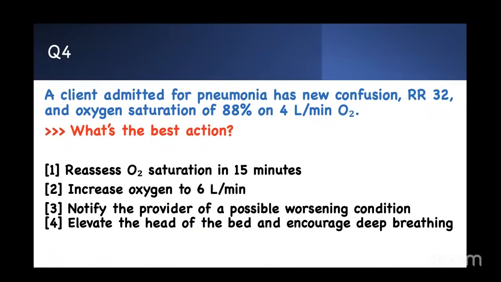The client admitted with pneumonia. This is the same idea. Now has what? Confusion, physical exam. Respiratory rate of 32, physical exam. That's your assessment. Oxygen saturation of 88 on 4 liters. I'm not doing well. What would you do? Do you want to wait another 15 minutes? Do you want to increase the oxygen level to 6 liters? Do you let the doctor know? Or elevate the client's head and encourage deep breathing? If you have to choose one, what would you choose?